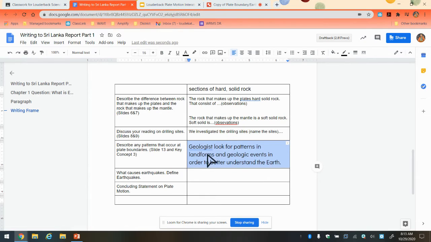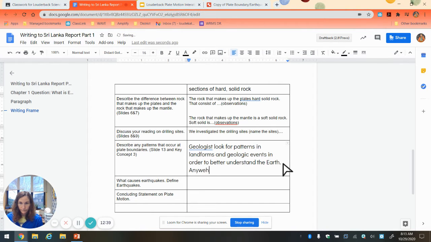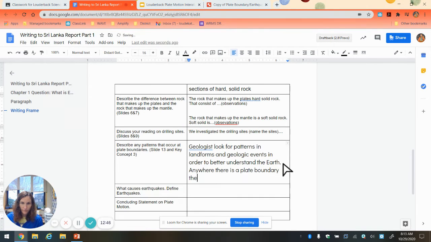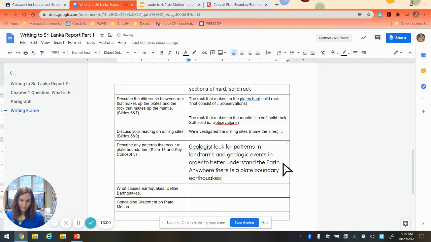So do I see any patterns? Yes, anywhere there is a plate boundary, there is likely, I don't know, I don't like there. Sorry, thinking out loud can be challenging sometimes. So anywhere there is a plate boundary, earthquakes are likely to occur. There, I like that better, okay.